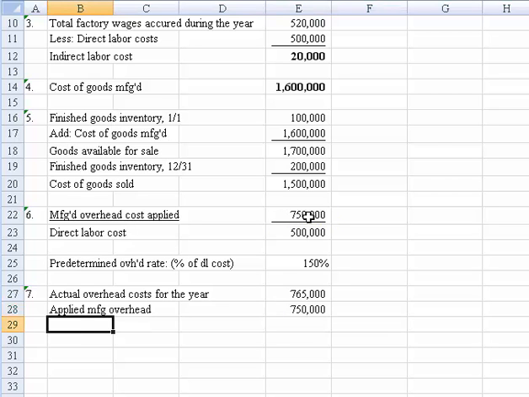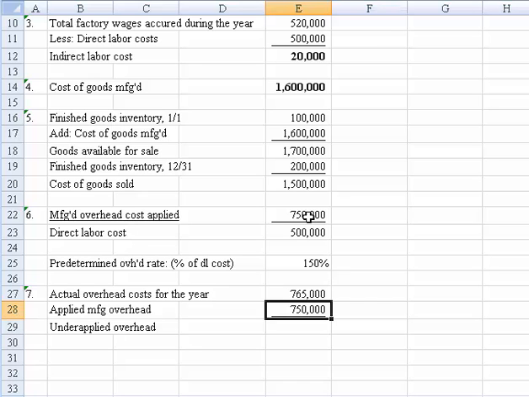And so the end result is we've got a difference which represents under-applied overhead. And it's under-applied because the actual overhead exceeded the amount that was applied to inventory. So we'll do a little subtraction here, and we calculate $15,000. Oh, by the way, I haven't been bolding these. Let me go back and bold those to show that those are the answers. And then finally we tackle number 8.